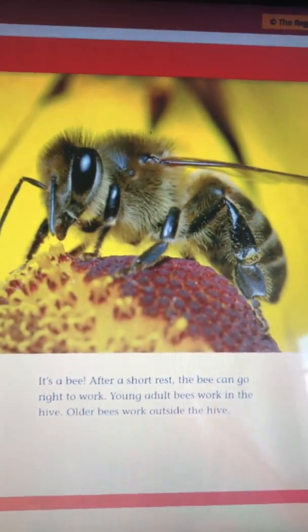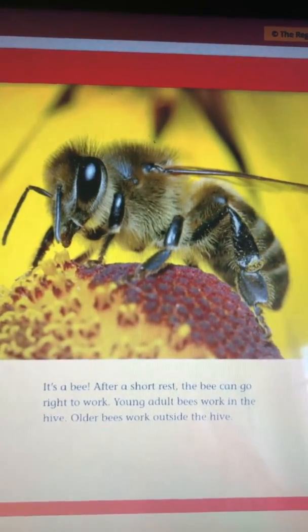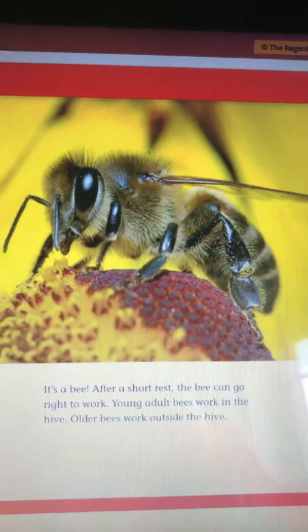It's a bee! After a short rest, the bee can go right to work. Young adult bees work in the hive. Older bees work outside the hive.